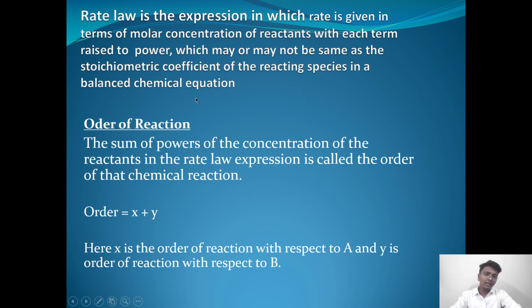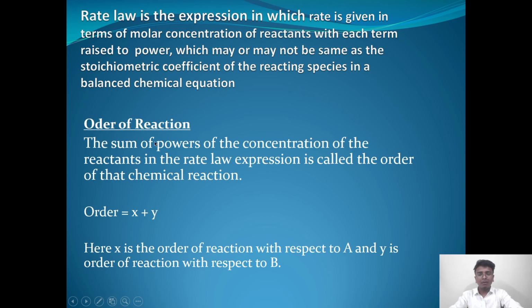Whenever we have any general equation, we cannot tell the powers just by looking at the stoichiometric coefficients. We need to do an experiment, and that particular experiment tells us what the power is in the rate of reaction. And then the next topic is the order of the reaction.